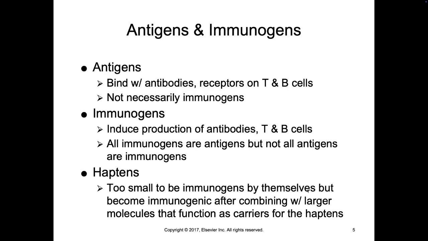Okay, antigens bind antibodies and also receptors on T and B cells. They may or may not be immunogenic. They have to meet a certain size and diversity standards. Okay, immunogens induce production of antibodies, as well as the differentiation and propagation of certain T and B cells. All immunogens are antigens, but not all antigens are immunogens. And a hapten is simply a foreign molecule too small to be immunogenic on its own, but in the context of a larger molecule, it is immunogenic.